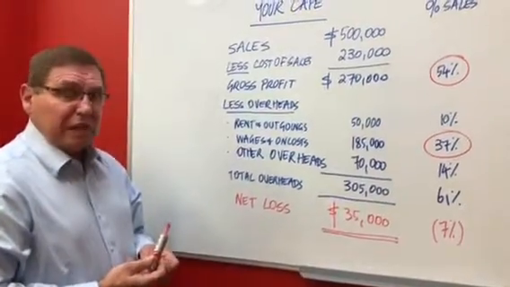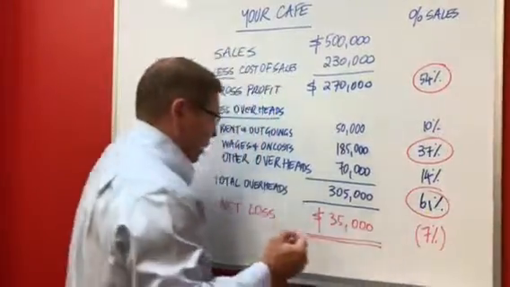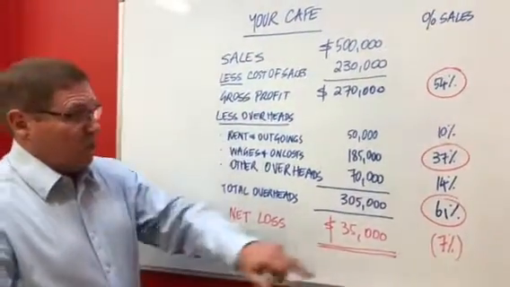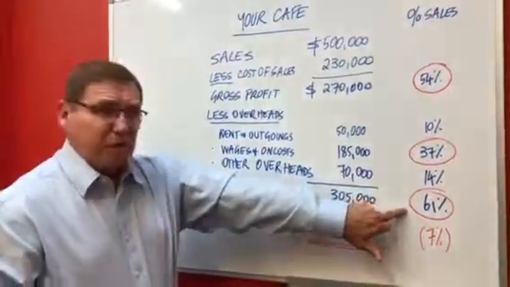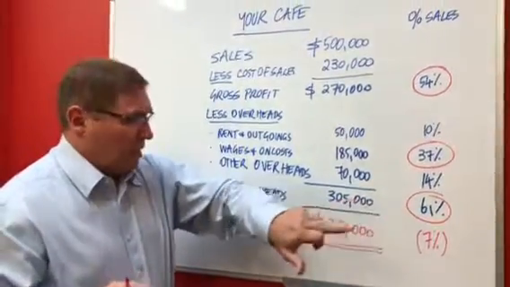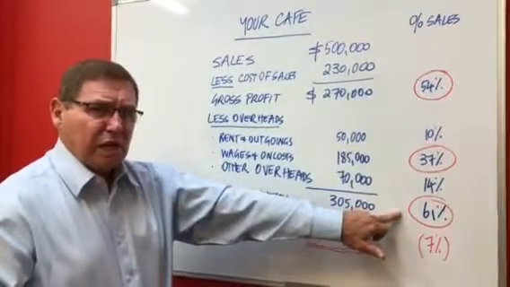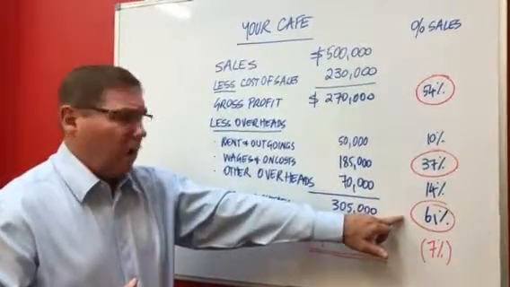So where would I actually start? Well, firstly, I'd start here at the total overheads. And I'd say, well, 61%, go back to industry benchmarks, they're saying that total overheads for a cafe should only be about 57%. So somewhere it's actually too high.